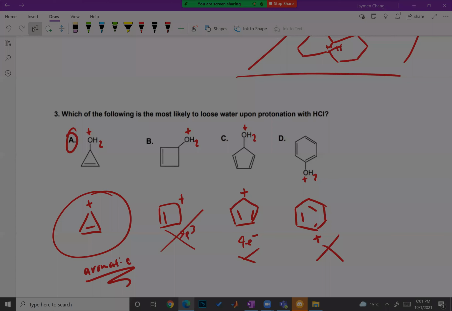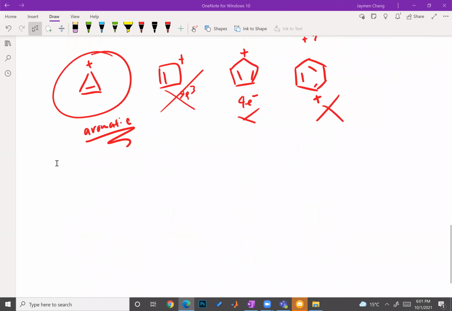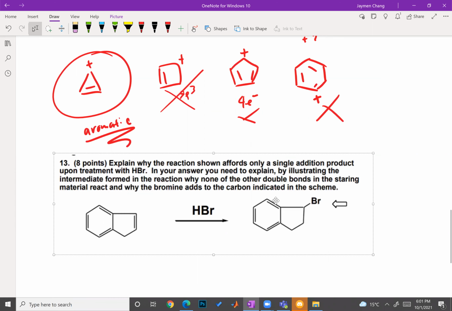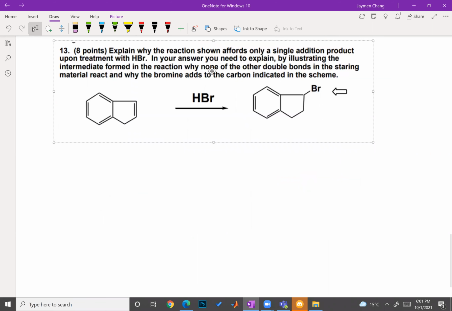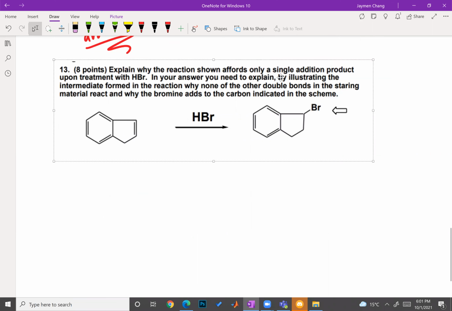Cool. All right. So a very common question you're going to get on the 233 exam is a question that looks like this. And they always like to do this. I think all the past midterms have a question like this. So just straight off the bat, it says, explain why the reaction shown affords only a single addition product upon treatment of HBr. In your answer, you need to explain by illustrating the intermediate formed in the reaction and why none of the other double bonds in the starting material react, and why the bromine adds to the carbon indicated in the scheme.